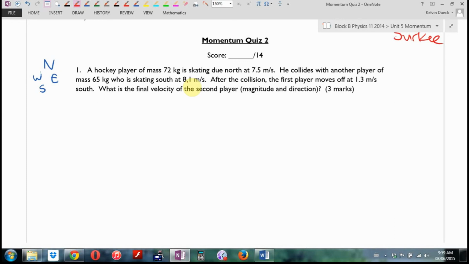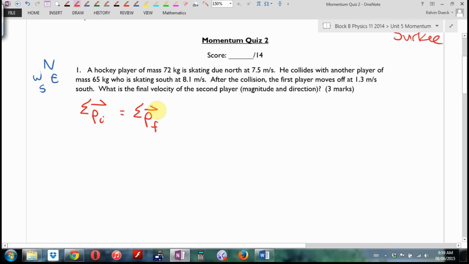Magnitude and direction. Is there a collision? Yeah. This is a job for conservation of momentum. The sum of all the momentum before the collision has to equal the sum of all the momentum after the collision. Before the collision, what's moving? Player 1, player 2, or both?